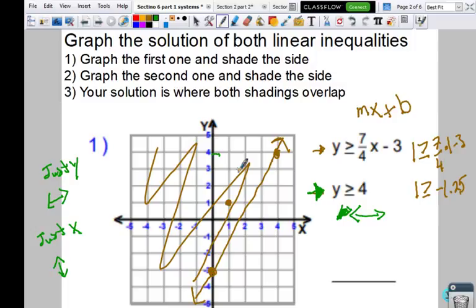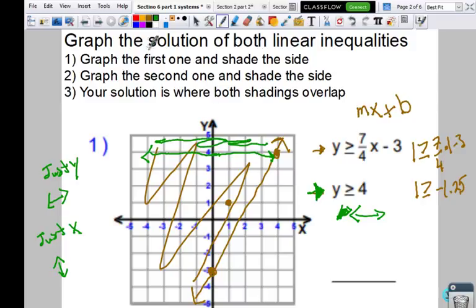Hold on. Is it going to be solid or dashed? Solid. So I'm going to make my solid line. Okay, I got my solid line. And then, this is y is greater than 4. Which one of these is going to have numbers greater than 4? It's going to be above it or below it? Above it, right? So I'm going to go through and I'm going to shade above this line.